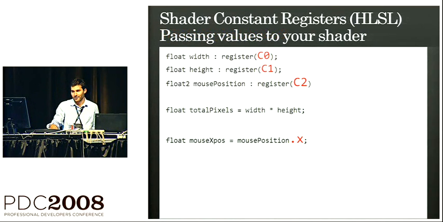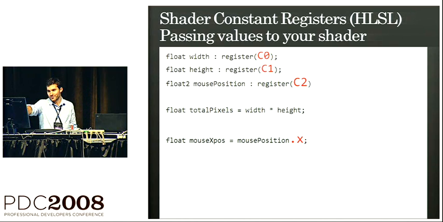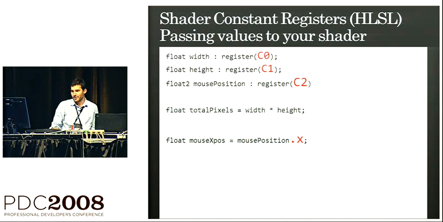So here's how you read values from shader constant registers. And again, this is disjointed code. I'll show you a little shader program in a minute. But you can see I have this register keyword, and I've got these letters C0, C1, C2. Those are defining the shader constant registers that I'm reading from, and the number is the index. You can see I have a float2 called mouse position that I'm reading from shader constant register C2.